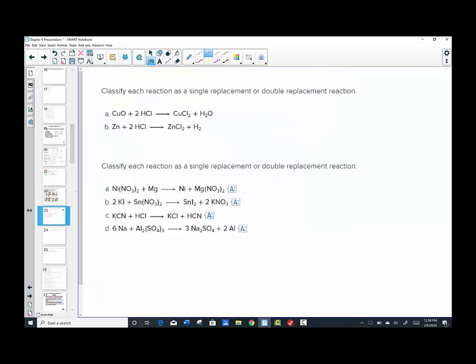Now with that cartoon in mind, let's classify these as singles or as doubles. Pause the video and label single or double replacement. Come back when you're ready to check. Please don't cheat yourself of the practice.